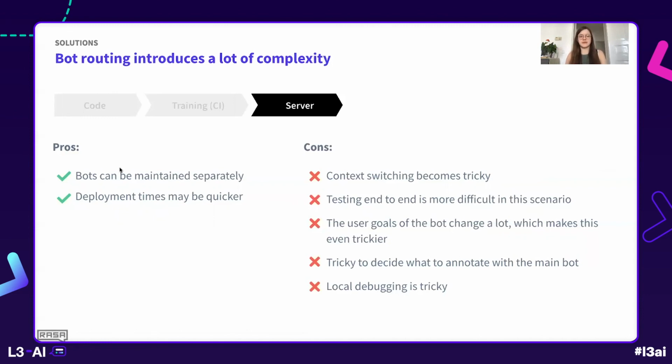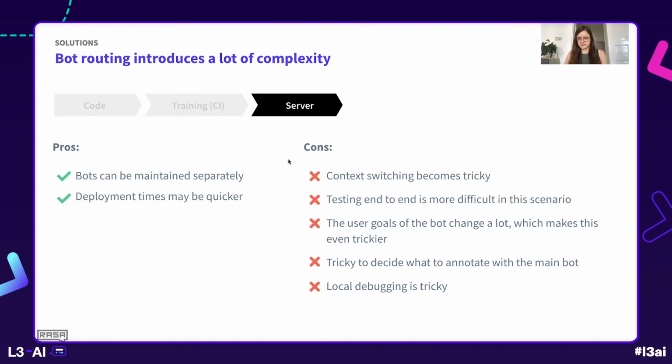One benefit here is that the bots can be maintained separately. You can maintain these in different GitHub repositories and have different teams access them, completely separately. The other thing is that your deployment times may be quicker. If you make a small change to one of the user goals or one of the subbots, you can just retrain this one model and push that out quickly, rather than having to retrain one giant model like in the merging at training time case, for example.